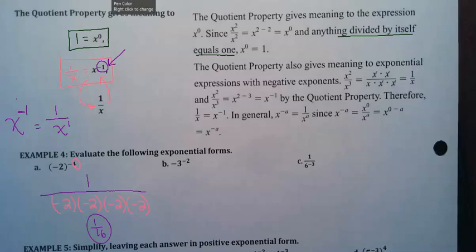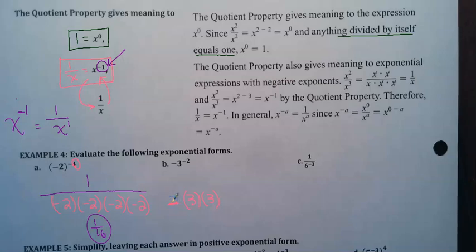Okay, so B, we have negative 3 to the negative 2 power. This one doesn't have parentheses. Good catch, Zane. It does not have parentheses, so it's a negative. We would have 2 groups of 3, but with a negative outside the parentheses. And I can move that down.